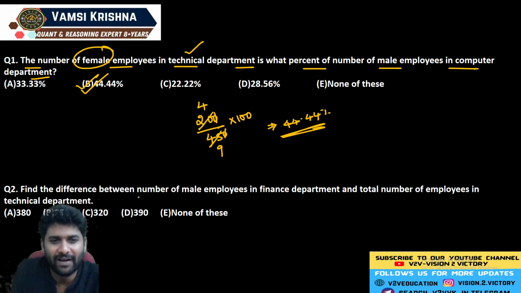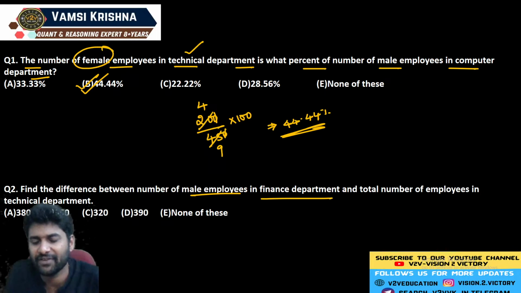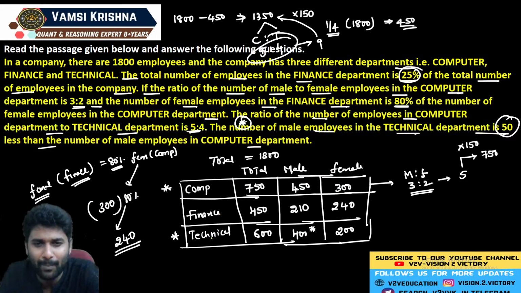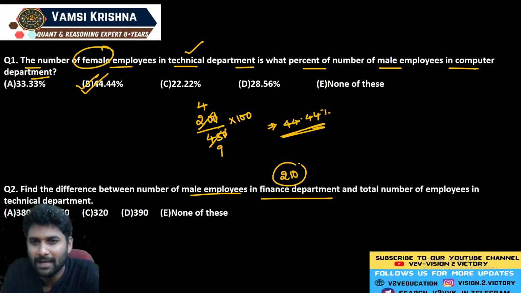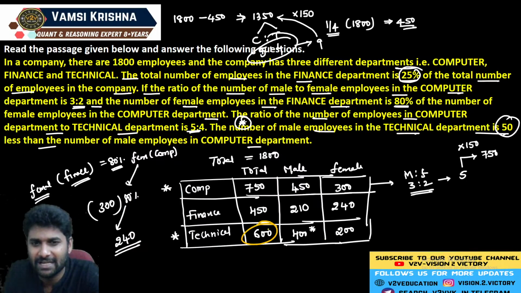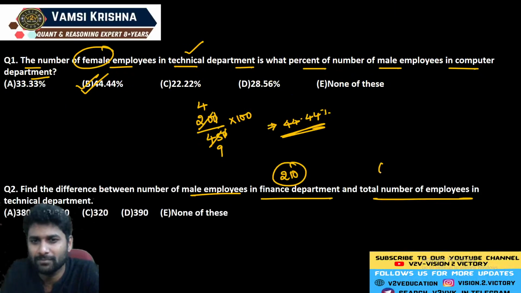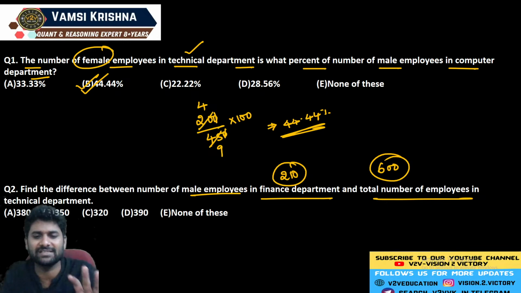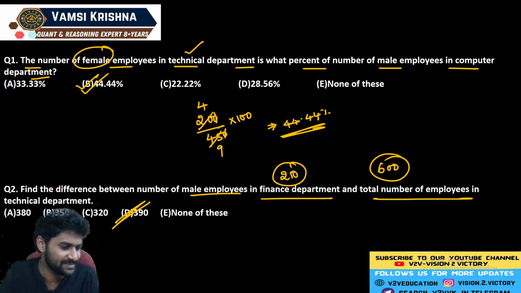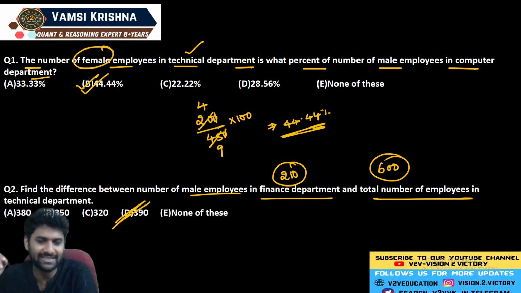Now question two. Find the difference between male employees in the finance department, which is 210, and the total number of employees in the technical department, which is 600. Now the question here, what is the difference, guys? Difference is 390, right? Yes, Nandini. Very good, Nandini. It's 390.